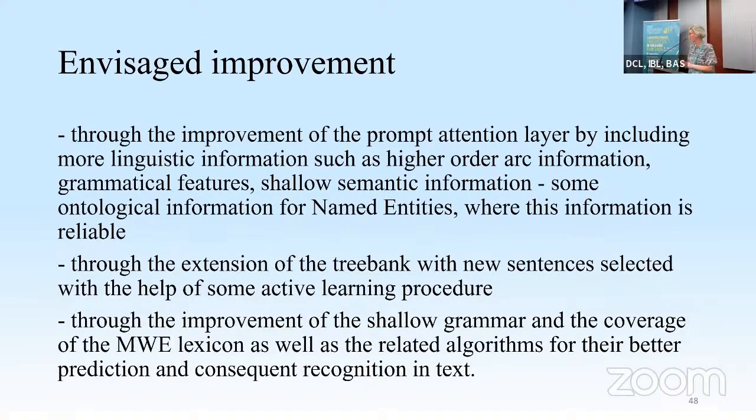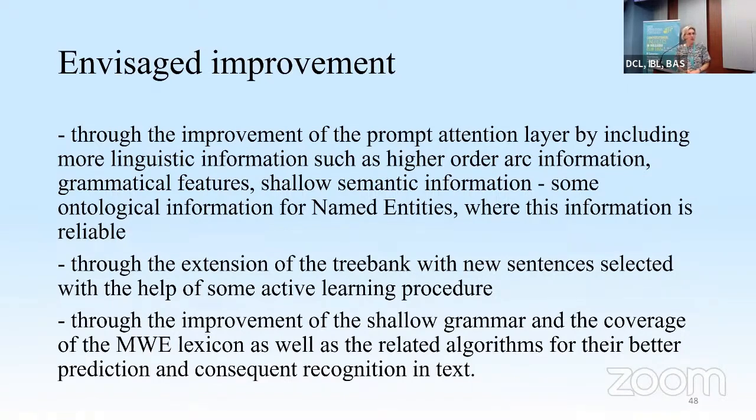Okay, and I'm just summing up. We envisage improvement, but not only this, through the improvement of the prompt attention layer by including more linguistic information and seeing, of course, at which point it helps and at which point maybe it will decrease, and I don't know. It could be a grammatical feature, shallow semantic information, some ontological information maybe for named entities, and so on. But the important thing here is that it should be reliable. I mean, we should put in knowledge that we know is reliable.